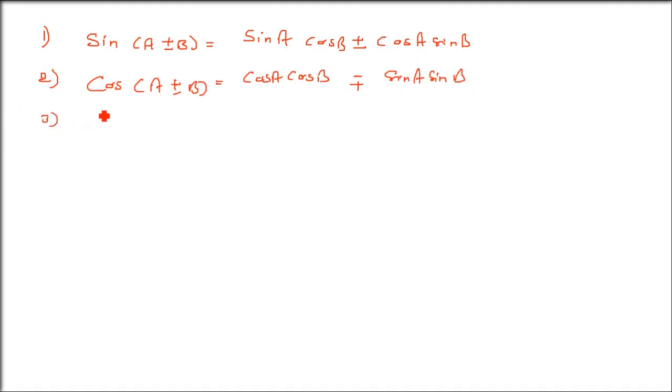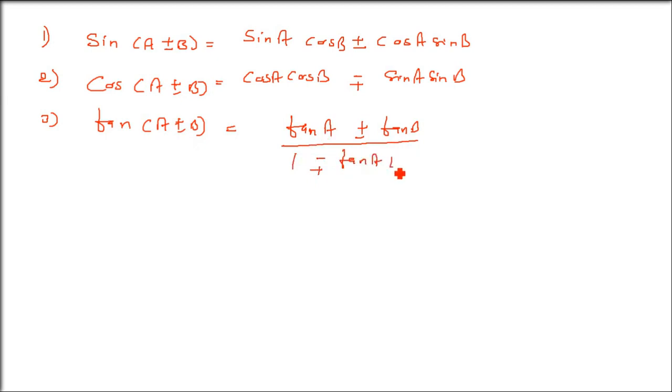So there are certain others like tan(a ± b). I am telling you both plus and minus in the same relation. The denominator will be 1 minus plus, left plus, right minus. So 1 ∓ tan a tan b. Okay, this is the third one.